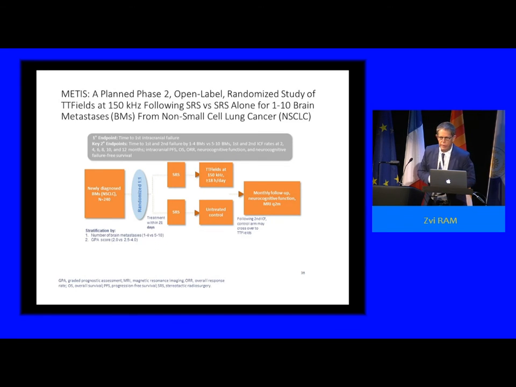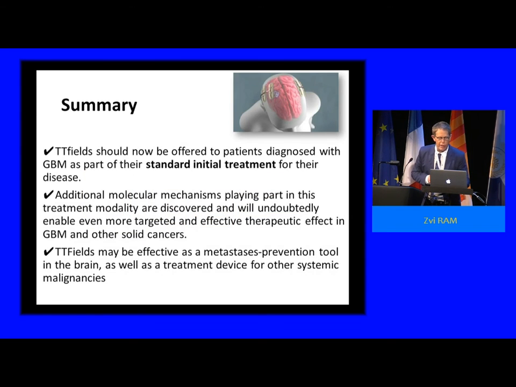The other study that Minesh mentioned yesterday, and there is a poster outside that you can look at with more details, is the METIS study. This is going to also be an expanded phase 2 study. It's going to be an open label, randomized study of TT fields at the same frequency, following SRS with or without TT fields, for up to 10 brain metastases from non-small cell lung cancer. Again, the endpoint is time to first intracranial failure.